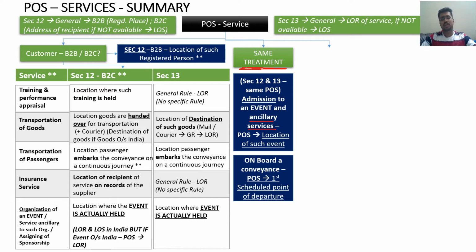So now let's go to the next grouping under place of supply, guys, right? So far we have covered 7 services.